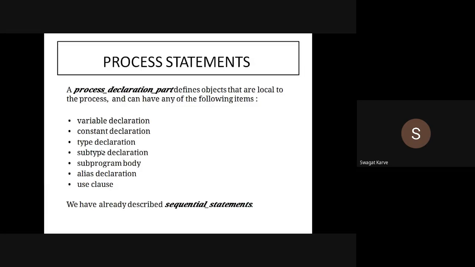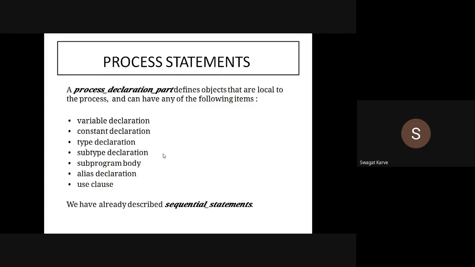Now this process declaration part defines objects that are local to the process and can have any of the following items. Mean this process declaration part can have any of the following items. It may have variable declaration, it may have constant declaration, it may have type declaration, or it can consist subtype declaration, or it can have the subprogram body, it can have an alias declaration, or it can have a simple use clause, right?